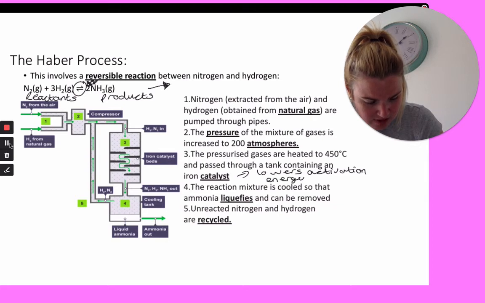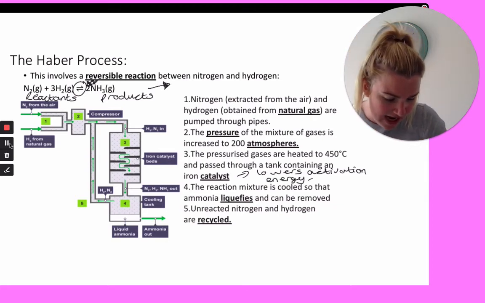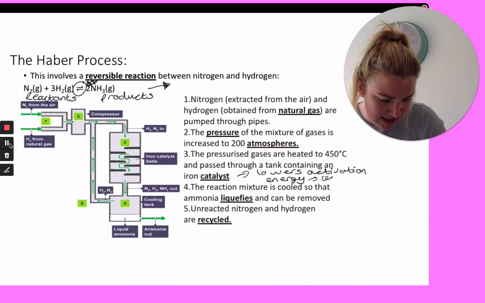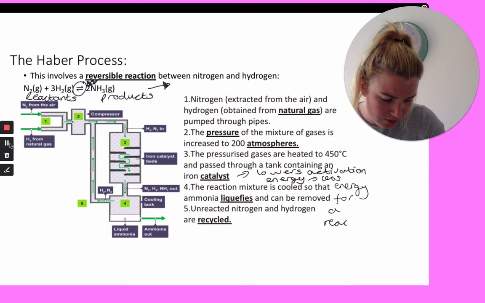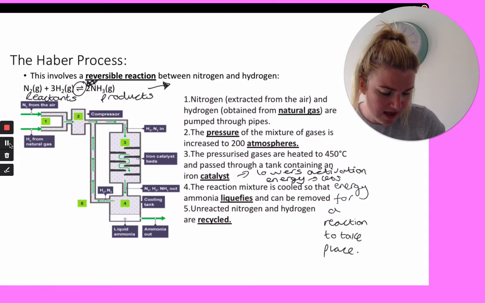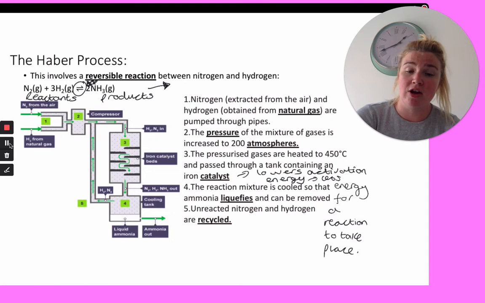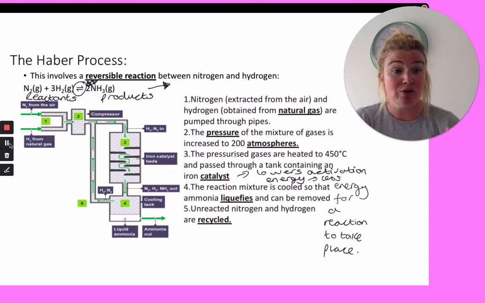Okay, so it lowers the amount of energy required for a reaction to take place. So less energy for a reaction to take place. Another interesting thing about catalysts, which is why they're great in this kind of process, is that you can use them again. So that catalyst can be used to make the next batch of ammonia. Okay, so they're reusable. They lower the energy, so it means you need less heat.